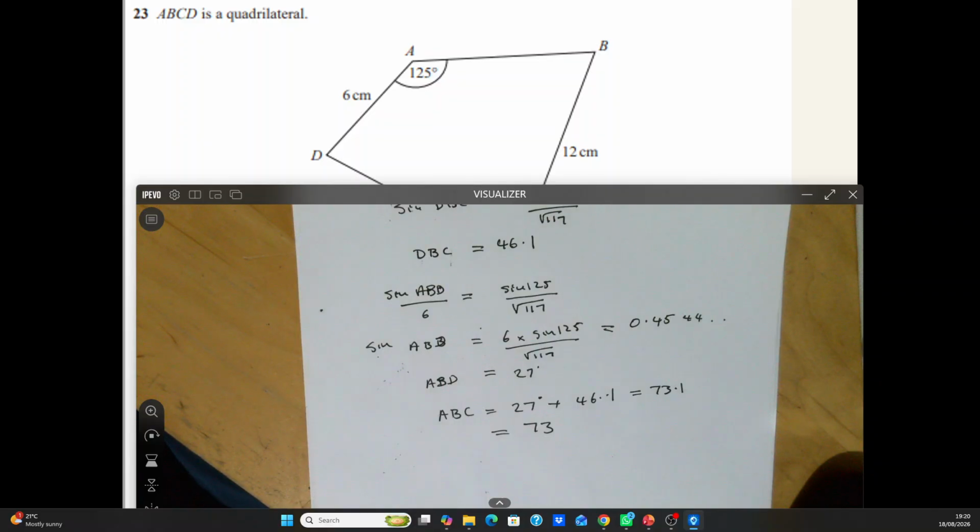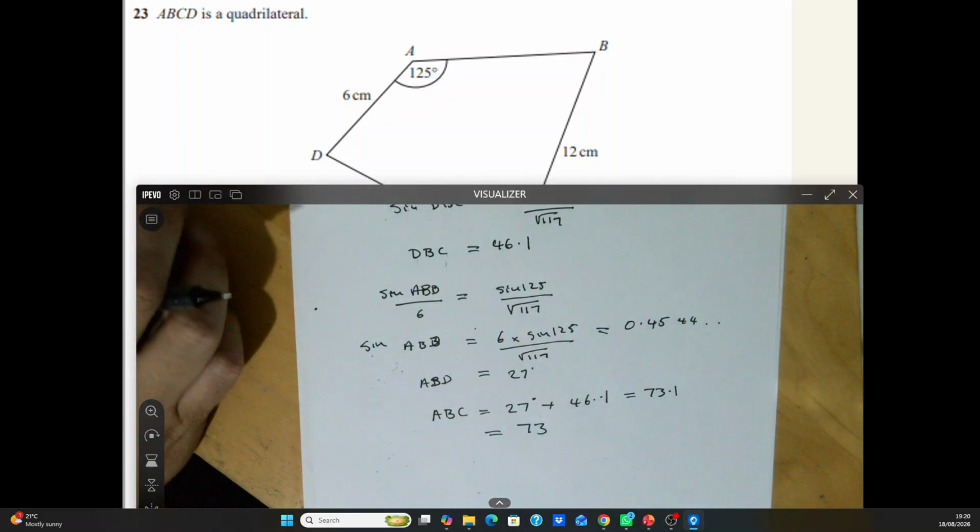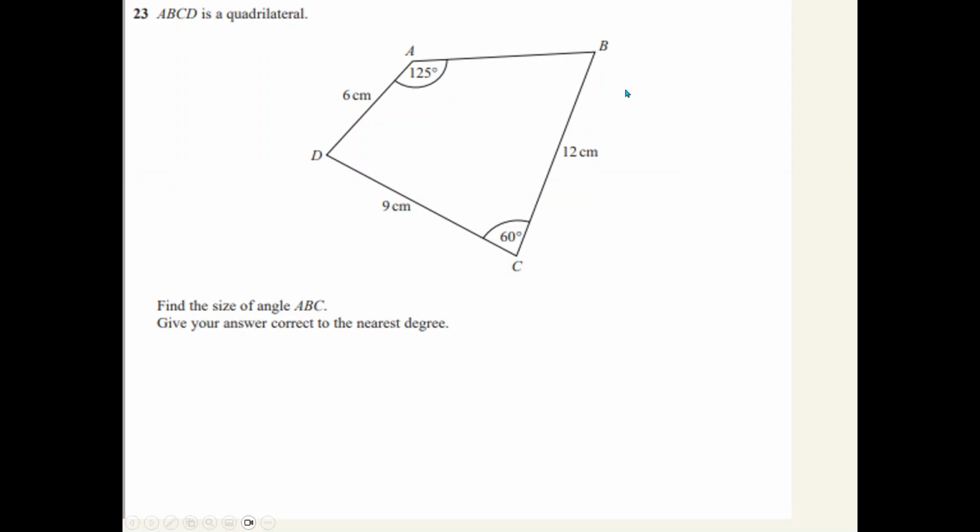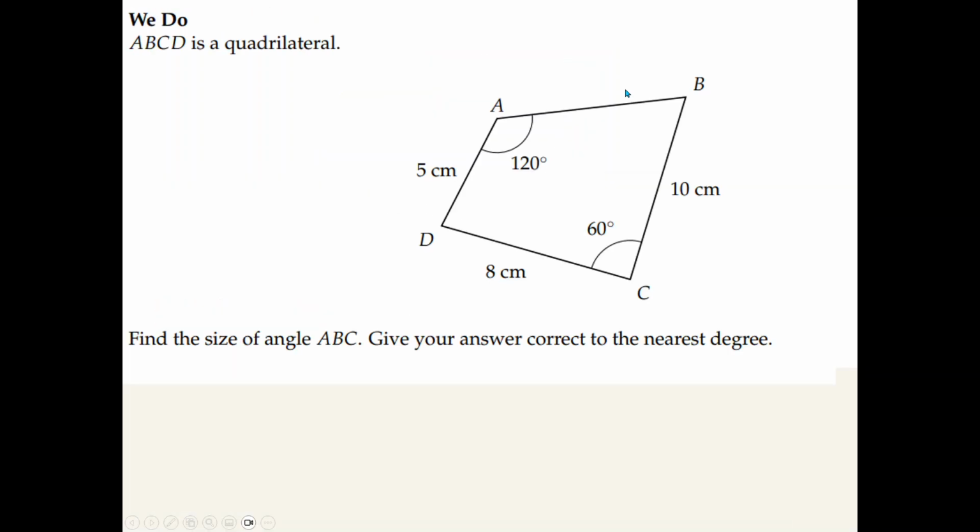Right, now you've seen that, have a go at that. Very similar. Think about it. Right, you've had a go. I'm going to talk you through it.